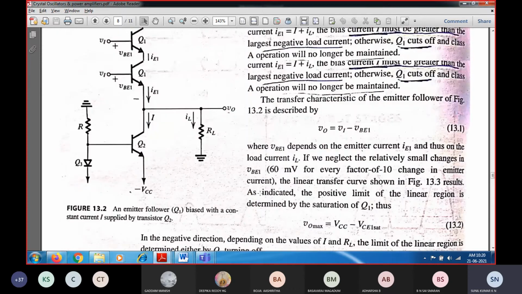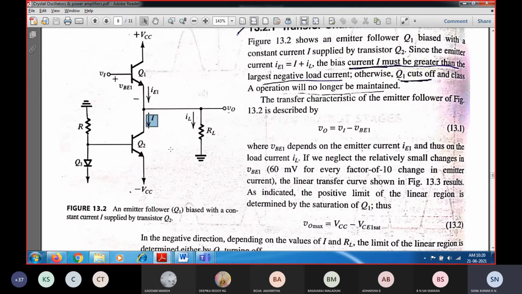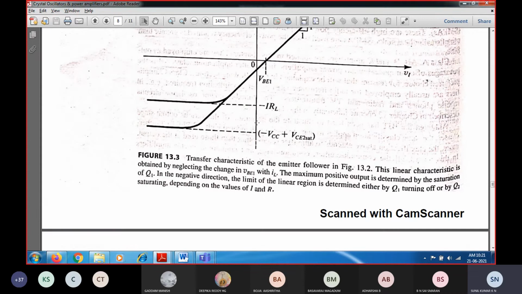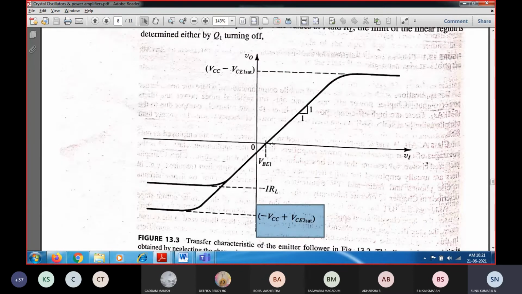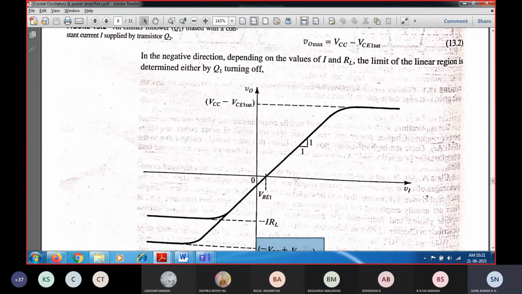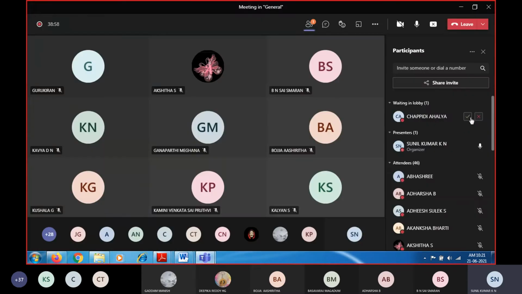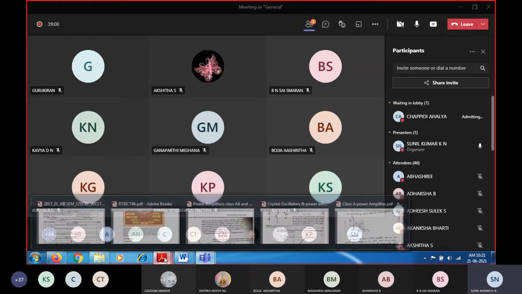So that is the current I that is flowing across RL, or else the maximum negative voltage will swing when the transistor Q2 enters into saturation. That will be equal to minus VCC plus VCE2 saturation. So this is about the negative voltage, that is the transfer characteristics for a given emitter follower configuration for this class A amplifier.